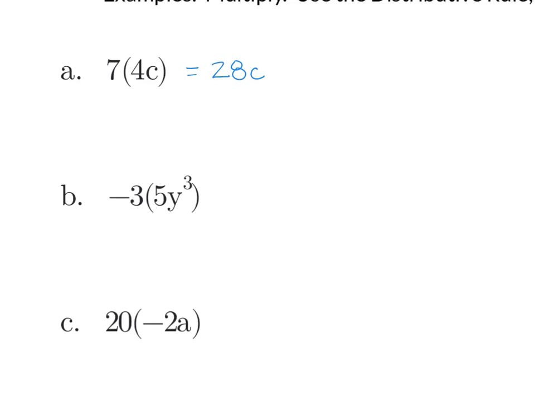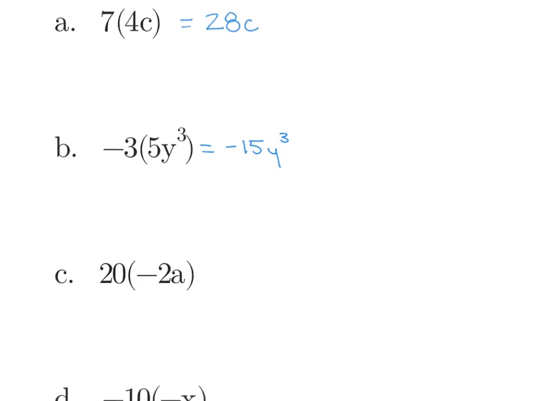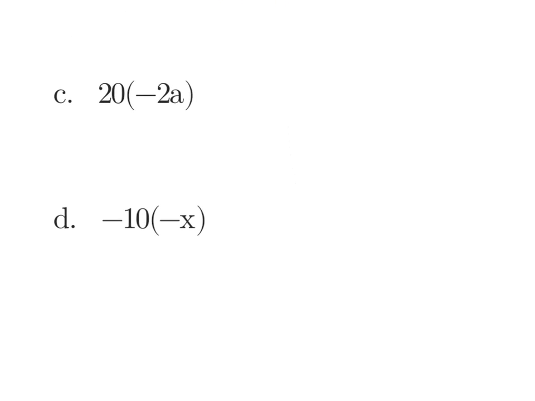For example B, we have negative 3 times 5y cubed. Similarly with this one, we're going to multiply our numbers. Negative 3 times 5 is negative 15. We keep the variable. We keep the exponent. Let's look at a couple more. If we have 20 times negative 2a, again, if I multiply my numbers, 20 times negative 2 is negative 40.